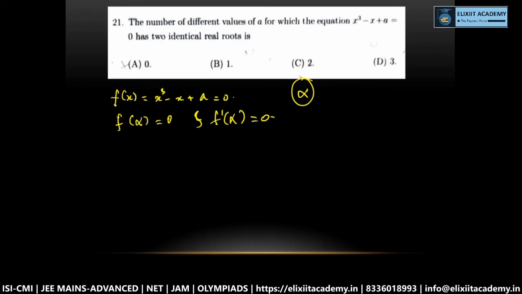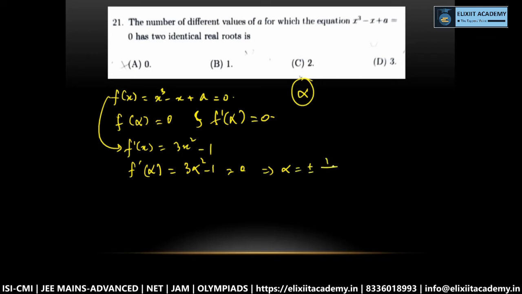So what is the function? This is f(x). What is f dash x? F dash x is 3x square minus 1, right? And f dash of alpha is 3 alpha square minus 1. Equated to 0, you will get alpha is plus minus 1 by root 3. So alpha can be 1 by root 3 and alpha can be minus 1 by root 3. These are the possible cases.